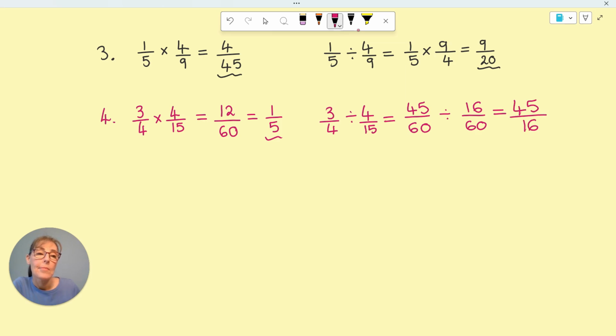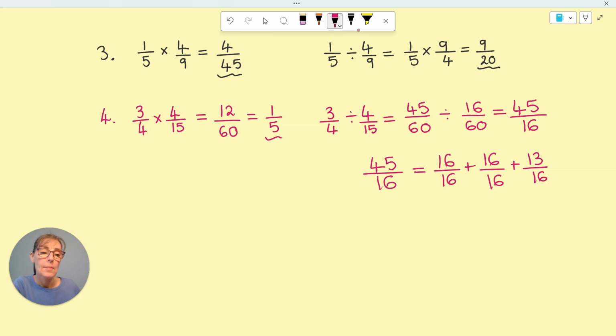I think what we need to do is to look at that improper fraction and turn it into a mixed number, because it's quite a big difference, isn't it? So we've got 16/16 is one whole, 16/16 is another whole, and 16 plus 16 is 32. 42, 43, 44, 45. I think it's 13/16 left. So that is equal to 2 wholes and 13/16.